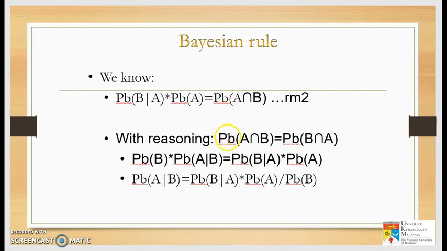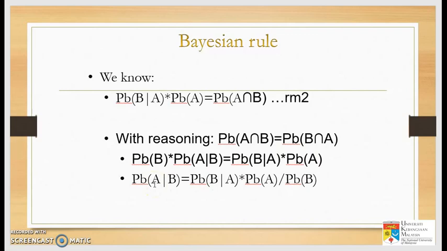With the reasoning that the intersection of A and B is equal to the intersection of B and A, this is the same. So by using basic mathematics, you just change the location in the formula. Probability of A and B is equal to probability of B times probability of A given B, which is equal to probability of B after event A times the probability of event A.